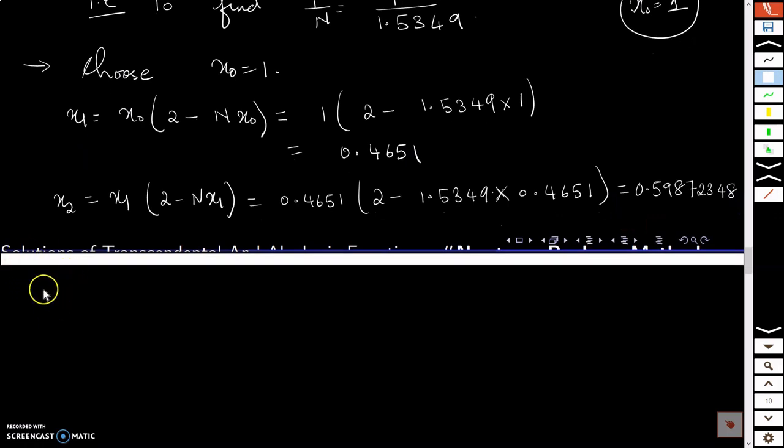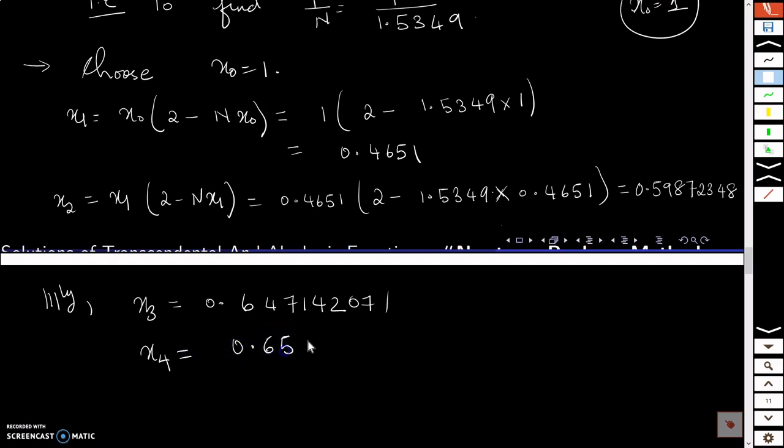And now similarly you can compute the third approximation, that's x3, and this will turn out to be approximately 0.6471422071. Okay, so using the same iterative formula you can get this value of x3. You can verify whether this is correct or not. And x4, you will see that it is equal to 0.65150 82403.